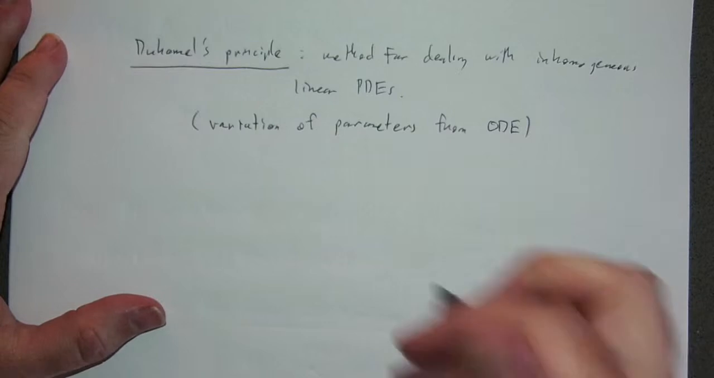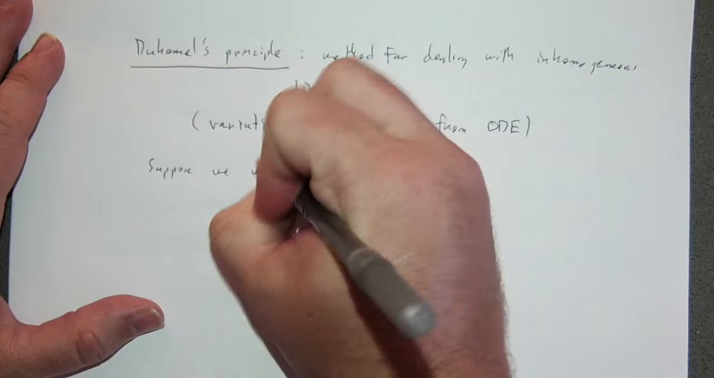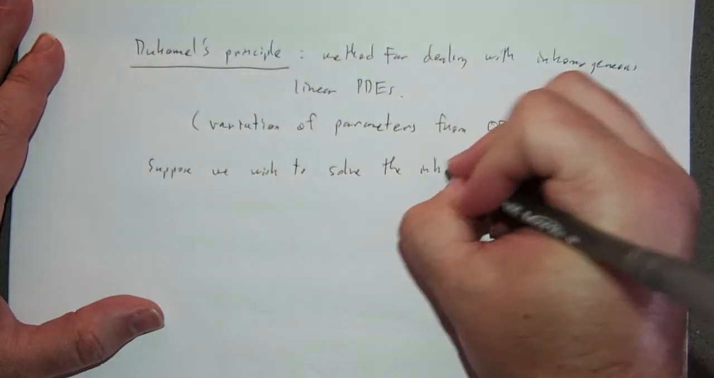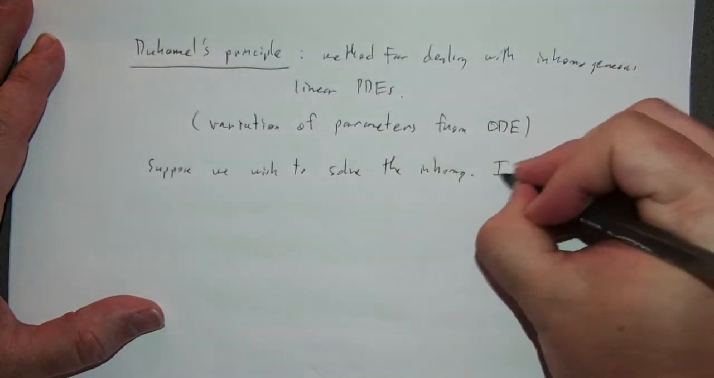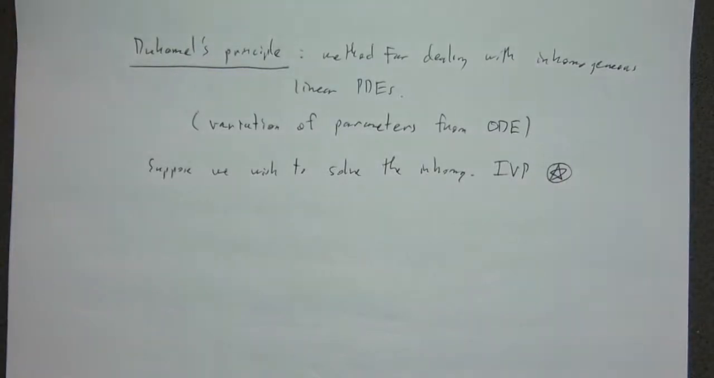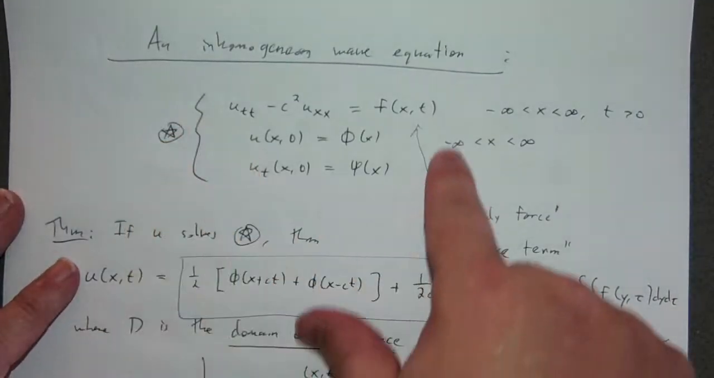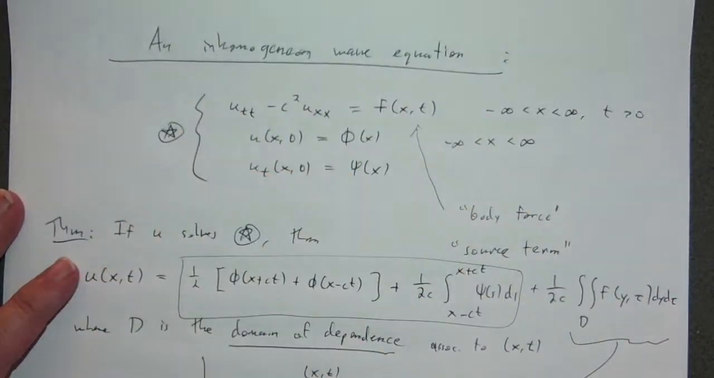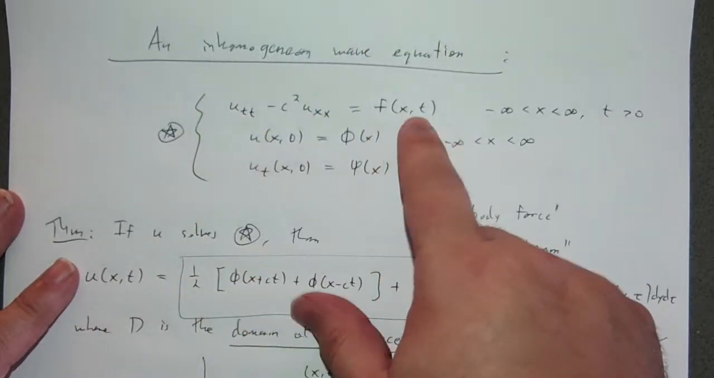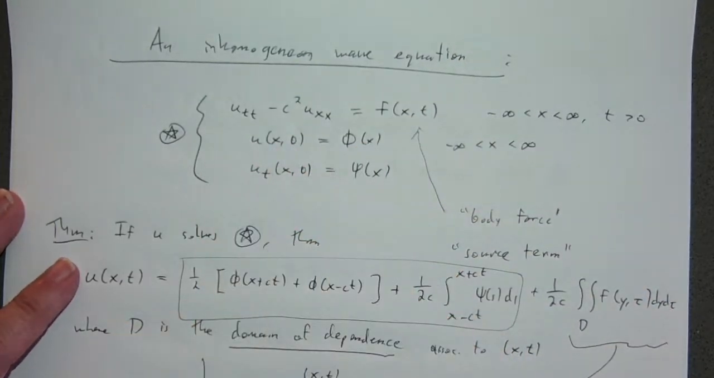Suppose we wish to solve the inhomogeneous IVP star. Let's go back here. What is star? It's this one. It's inhomogeneous, so it's the wave equation, but now I have this force term, and I have my normal initial displacement and velocity.